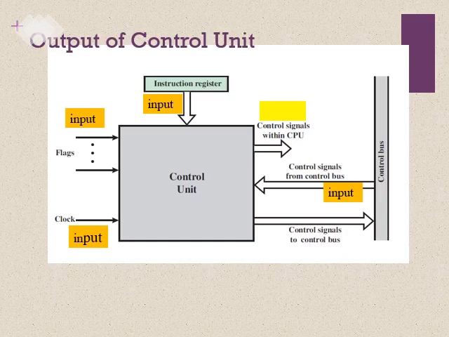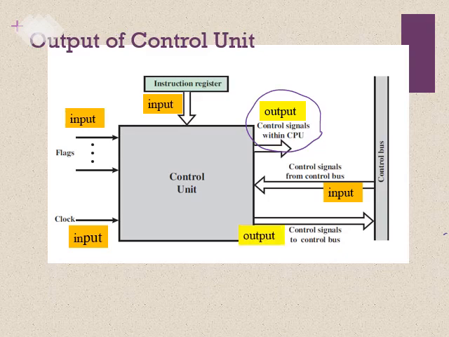Next, the outputs out of the control unit. The first output is the control signals within the CPU. These are of two types. First, those that cause data to be moved from one register to another. Within the processor, we have registers, so between one register and another. And the second type are those that activate specific ALU functions. So that is the first output.